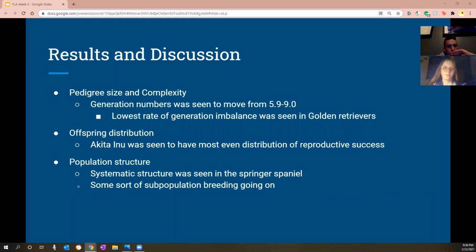The next category discussed was offspring distribution. Akita Inu was seen to have the most even distribution of reproductive success, meaning that it definitely follows that random principle where the breeding isn't set particularly. The next part discussed was population structure, and the researchers found that a systematic structure was seen in the English Springer Spaniel. They found this extremely interesting because there was some sort of subpopulation breeding going on that they found in another chart that we will discuss later. Let me go to the next slide.